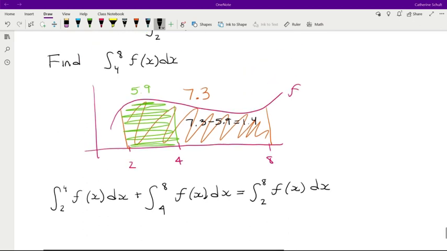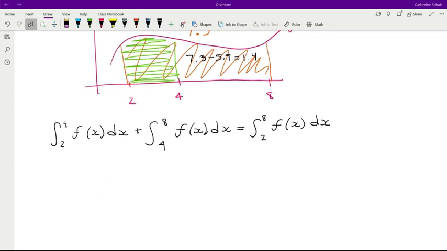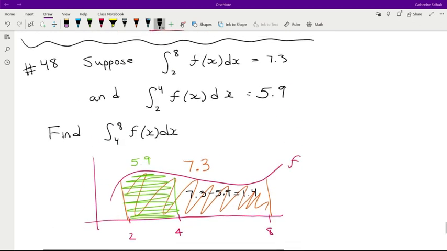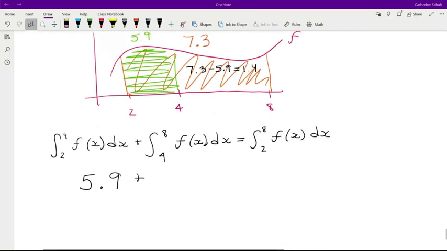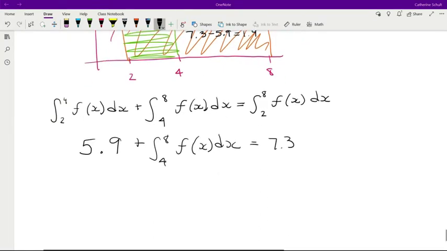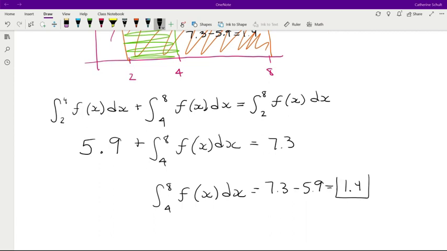All right, and of course filling in everything, we know from 2 to 4 it's 5.9. This is what we're trying to find, the 4 to 8. And we know from 2 to 8 it's 7.3. So we're getting the same calculation, that the region under the curve from 4 to 8, that area, same as the integral, is 7.3 minus 5.9. So it's the 1.4. All right, so 2 ways of using our property.